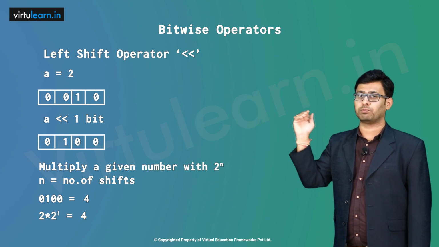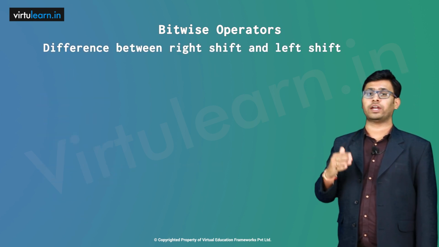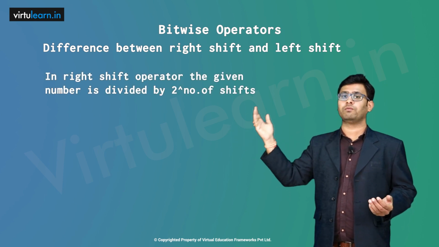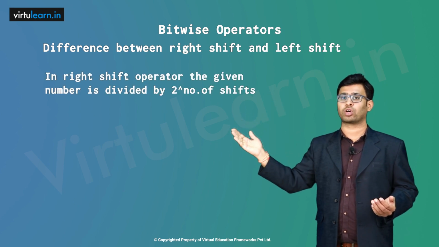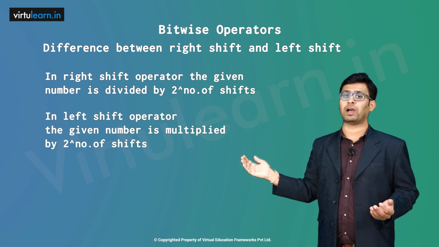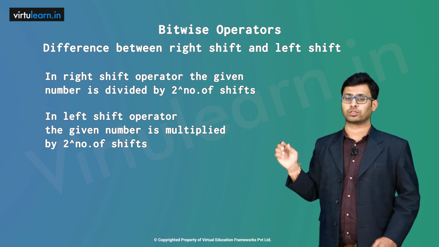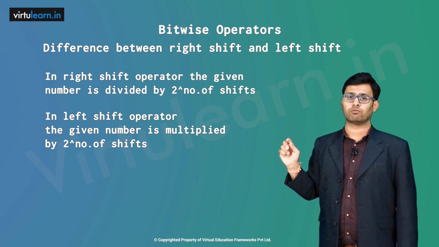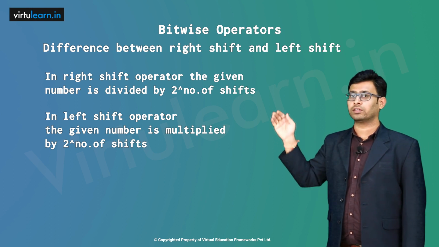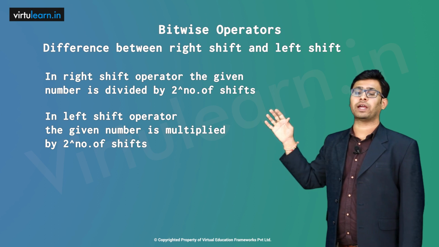So this is very, very important as part of interviews as well. What is the difference between right shift and left shift? In right shift, we divide the number by 2 to the power of the number of shifts. In the left shift, we multiply the given number by 2 to the power of the number of shifts. So this is a very, very important point which will be asked in the technical rounds by the interviewers. This is about the bitwise operators. Totally these 4 are coming under binary operators.